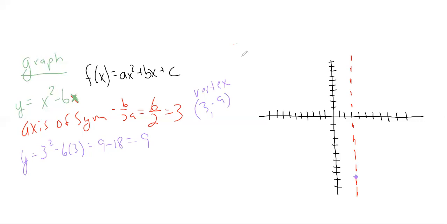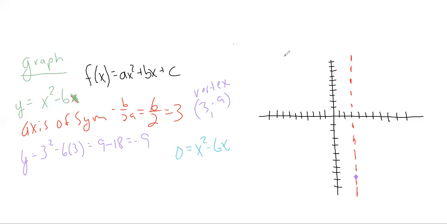All right, we got our start. We got our vertex graphed. What else can I use? Well, we know how to find the zeros of the function, don't we? That means where it's going to cross the x-axis. So I'm going to say 0 equals x squared minus 6x, and solve it.